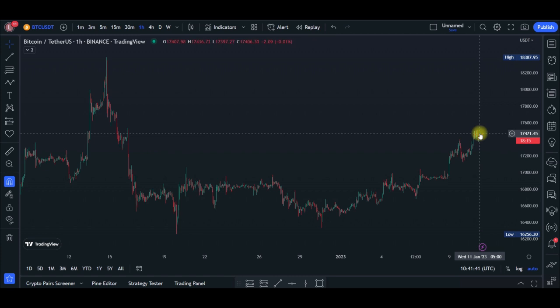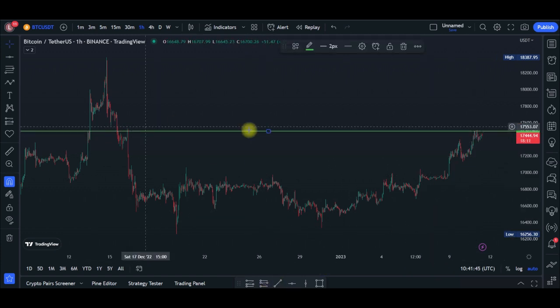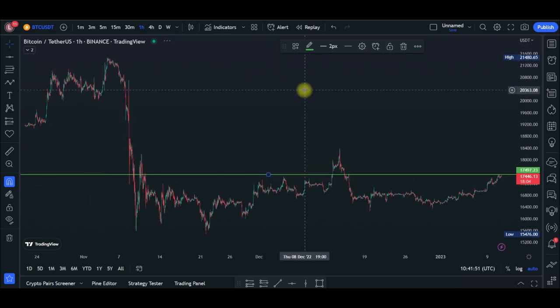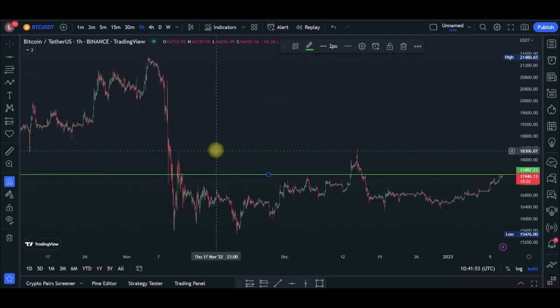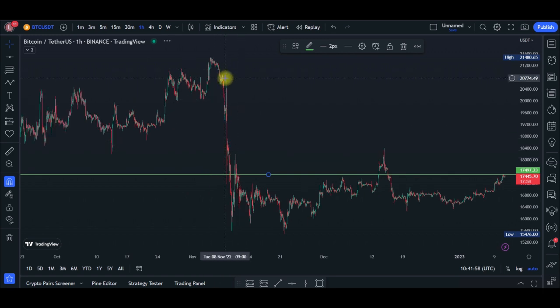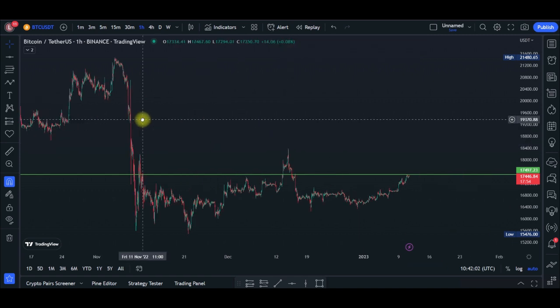If the market breaks the 17,500, which is the resistance here, there is a strong resistance at 17,500. If it breaks it, then the next level we are looking at is this 18,000, either 18,000 or 18,500 or thereabout. Then if it breaks above 18,500, another level we'll be looking at is around 20,000 to 21,000. These are the first things you need to look at.